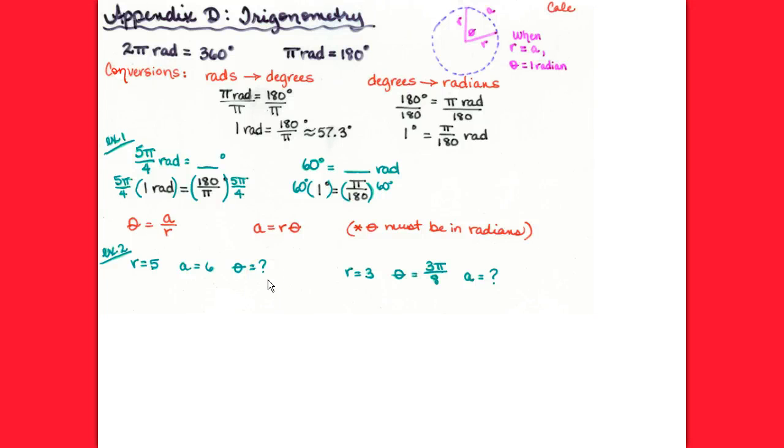All right, page A24, Appendix D. We want to review our trigonometry. To begin with, remember that you can measure angles two different ways. You can measure them in degrees, as we did in lower levels of mathematics, but you can also measure them in radians, like we did last year in pre-cal.